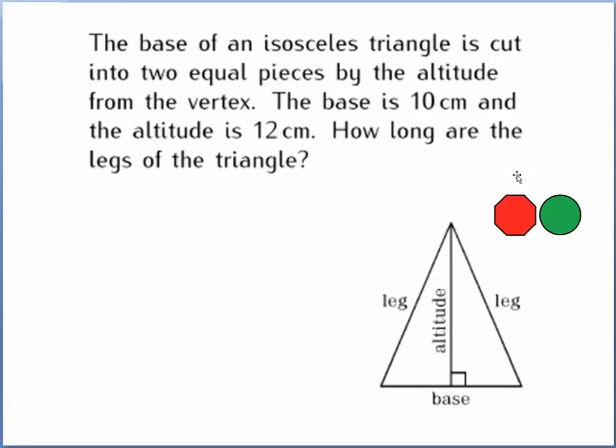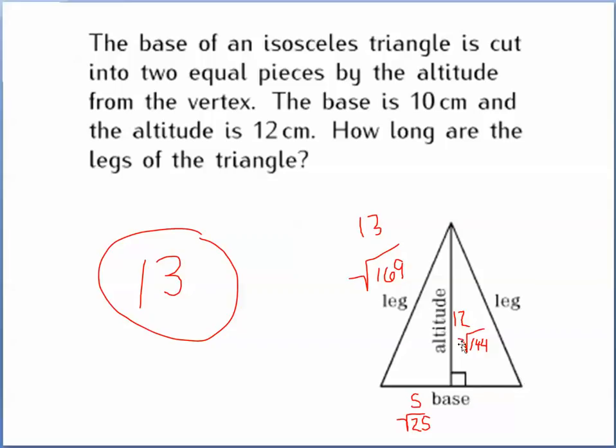All right, click on the stop sign, see if you can solve this problem. All right, let's see how you did. The base of an isosceles triangle is cut into 2 equal pieces by the altitude from the vertex. In other words, this right here, which means that this is a 90-degree angle. And they want to know how long this line and this line right here are. Well, if the base was 10, as we are told in writing above, and the altitude here is 12, the base cut in half would be 5, this would be 12.